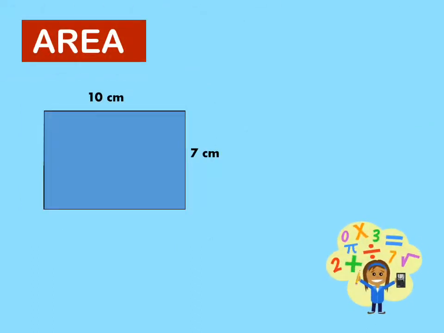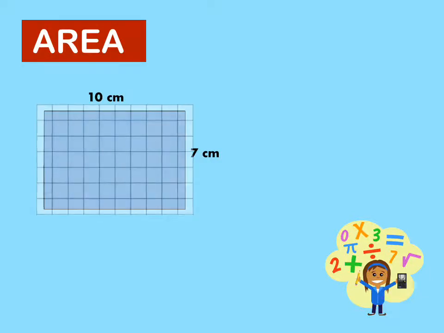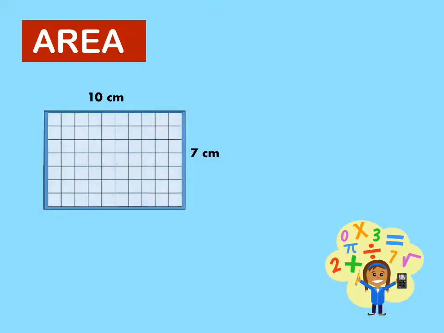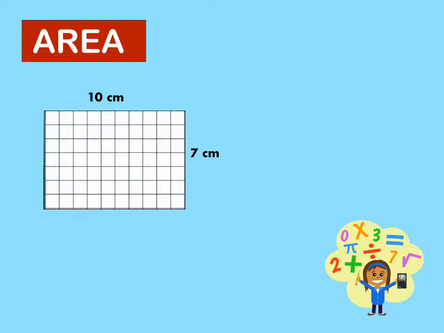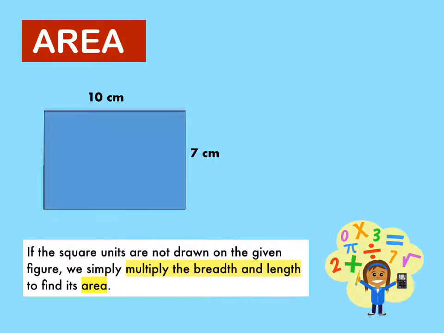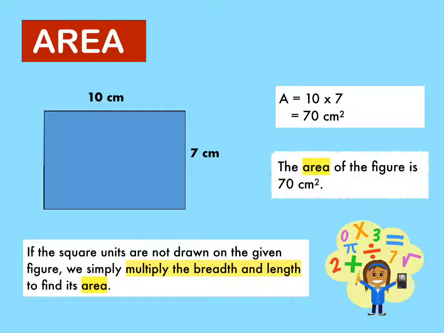What if the square units are not drawn, but the length and breadth is given? We can simply imagine the square units being tiled in the given rectangle. Then use the given numbers and multiply the length and the breadth. We can think of 10 repeated 7 times. Hence, 10 times 7 would give us 70. The area of the given figure is 70 square centimeters.